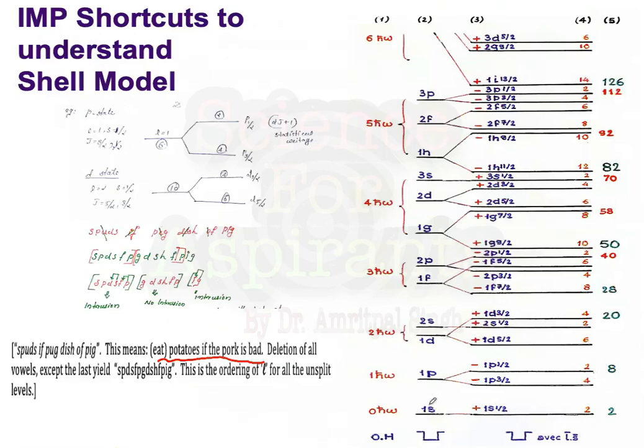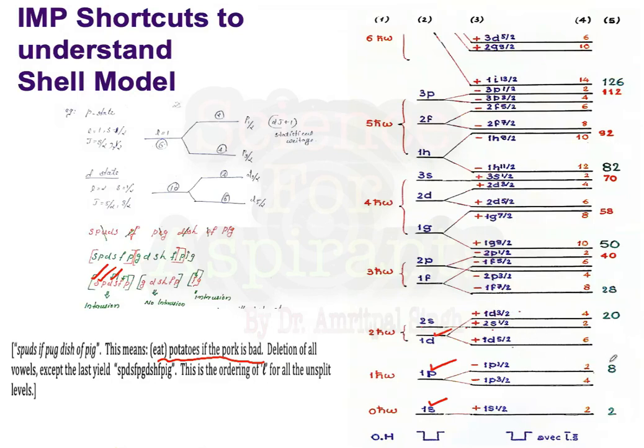You can check from this sequence: S is filled, then P, then D, and there is a fusion between D and S. You will see that this 2S is lying in between D 3/2 and D 5/2.